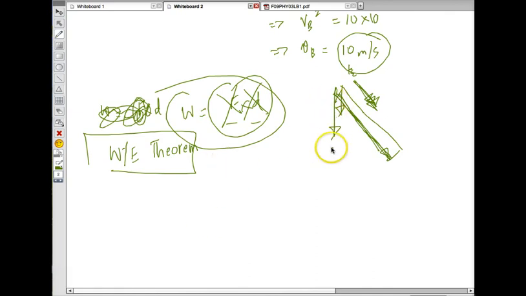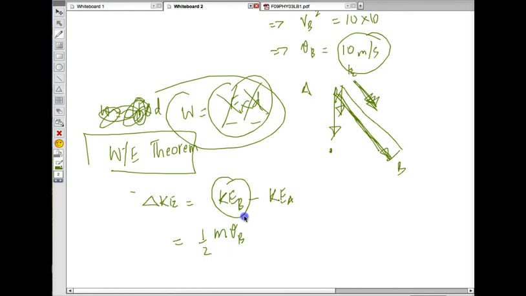Alright, so how would we go about it? Let's figure out the kinetic energy at this point. This is A, this is B. So the change in kinetic energy is equal to the kinetic energy at B minus the kinetic energy at A. What's the kinetic energy at B? It's 1/2 m v_B squared. Kinetic energy at A is 0, right? Because he hasn't started moving at this point. And so this is equal to 1/2 times 50, that's the mass, times 10 squared, and that works out to exactly 2500 joules.